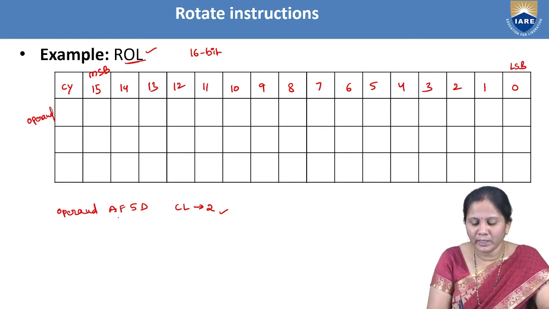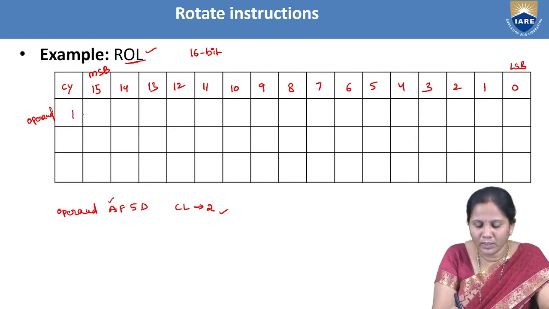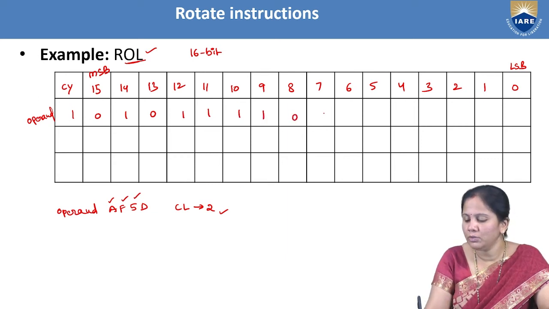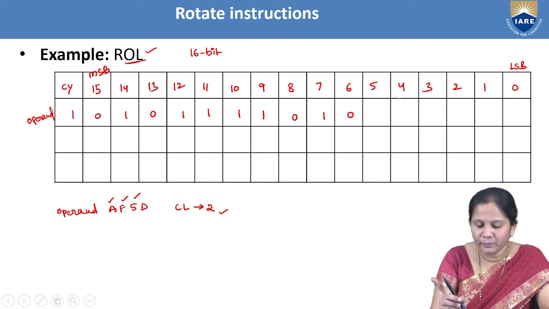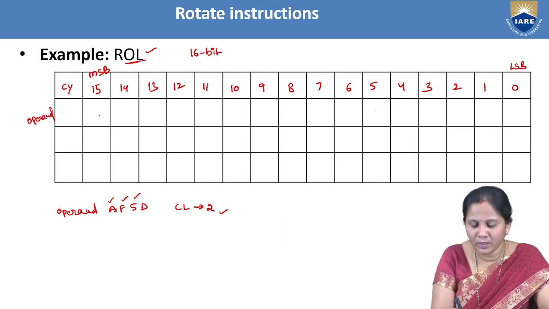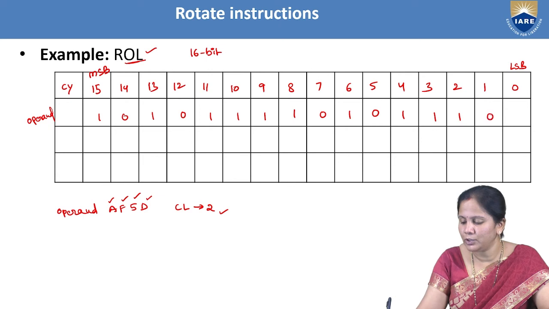Now, you have to write the operand in the form of binary. The value of A in binary is 1, 0, 1, 0. Next is F in binary, 1, 1, 1, 1. Sorry, here first you have to exclude the carry, so without writing a value in the carry, you have to write. The value of A is 1, 0, 1, 0. Next F, 1, 1, 1, 1. Next 5, 0, 1, 0, 1. And the last value is D, it is 1, 1, 0, 1.